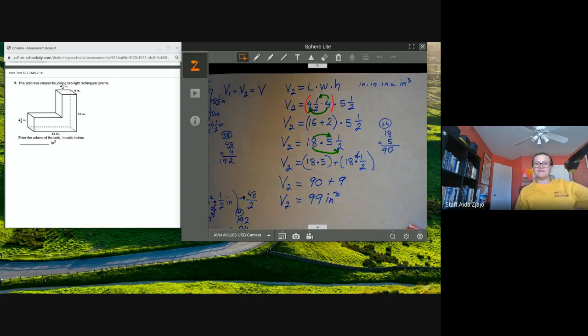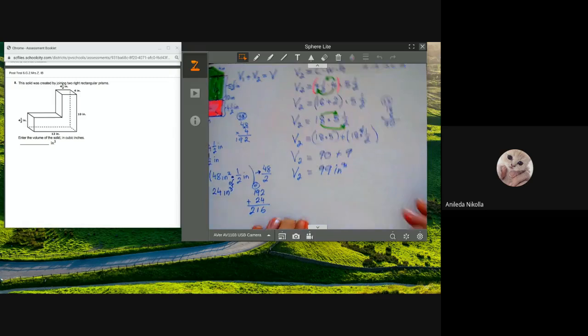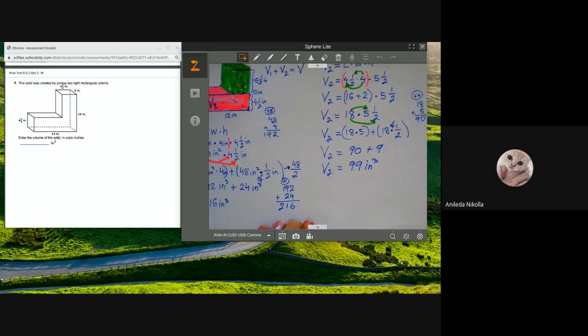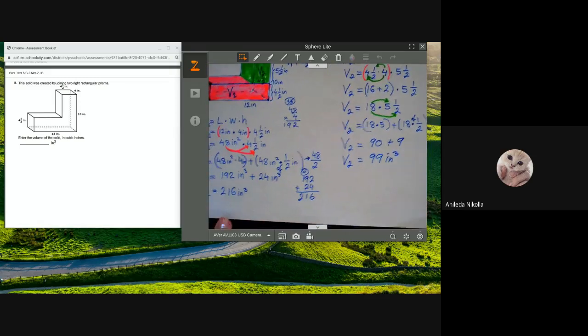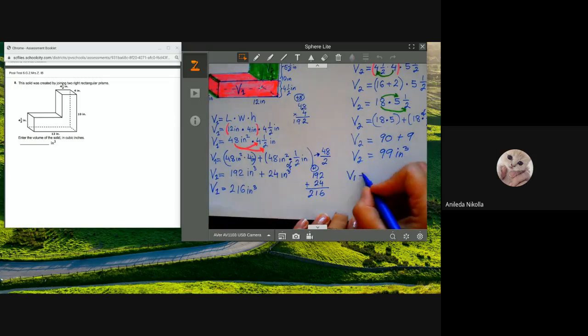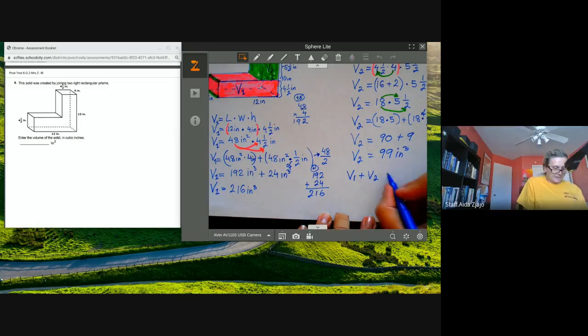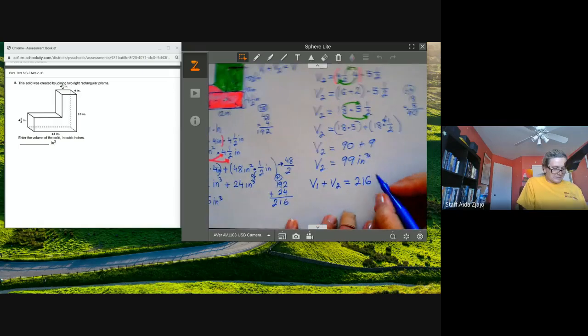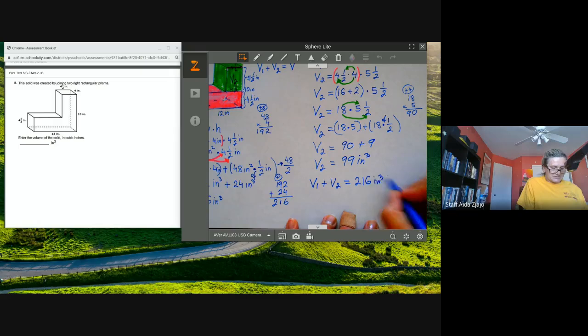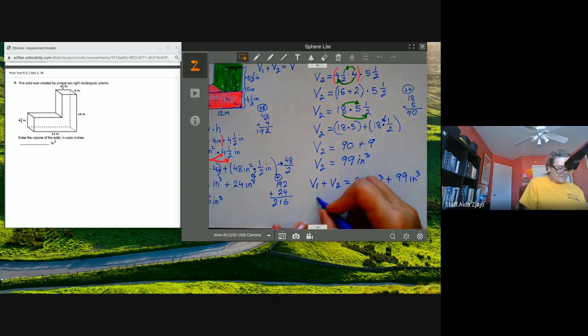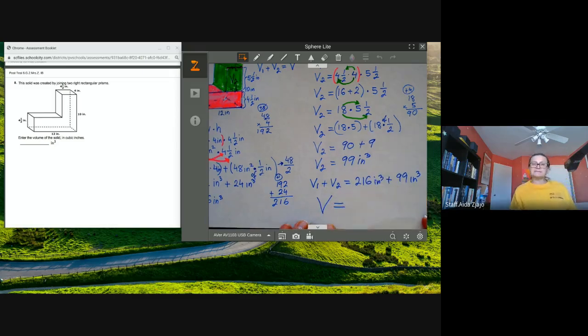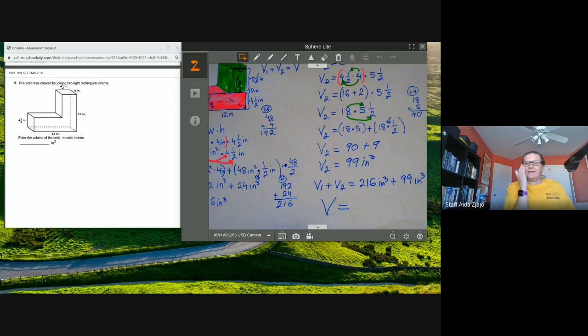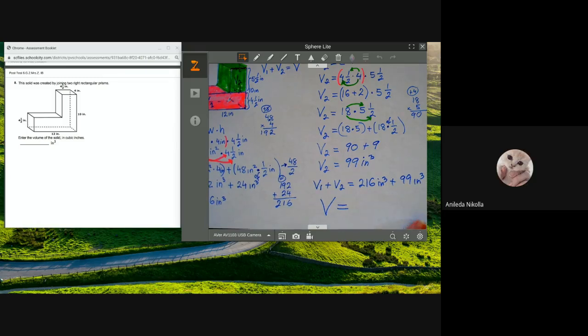And now, final step. What are we going to do for the final step? Now we just have to add 216 cubic inches and 99 cubic inches. Equals 216 cubic inches plus 99 cubic inches. And the volume of this complex figure is 315 cubic inches.